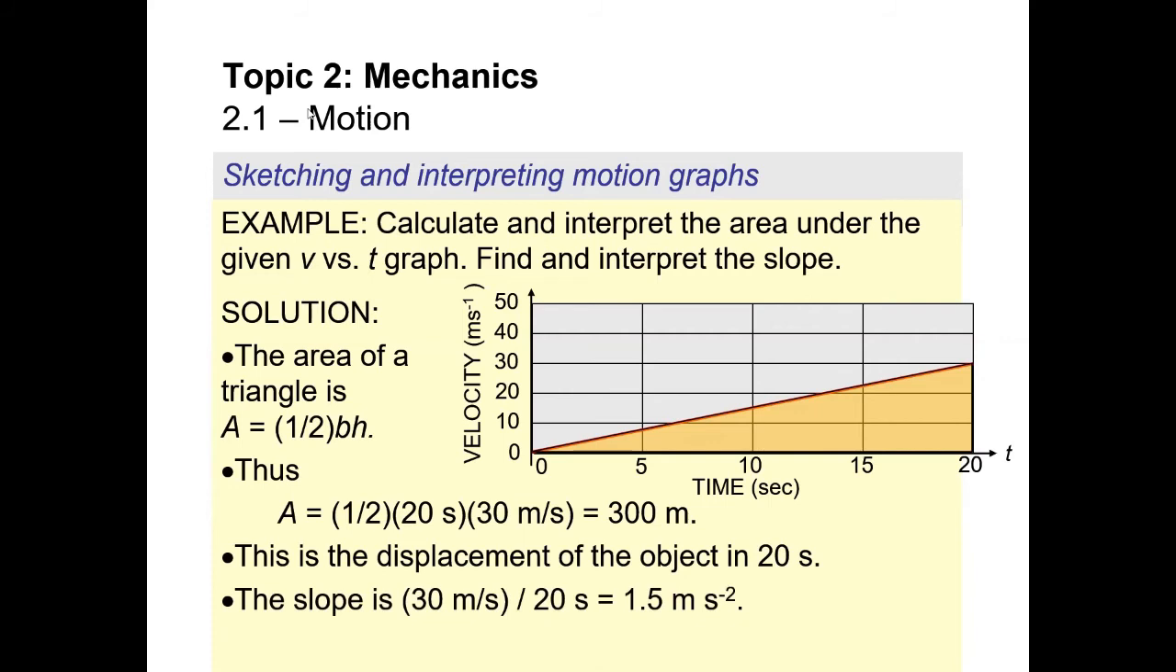Slope is 30 over 20, which is 1.5 meters per second. This is the acceleration of the object. So the conclusion is: the area under the velocity time graph is displacement and the gradient is the acceleration of the object.